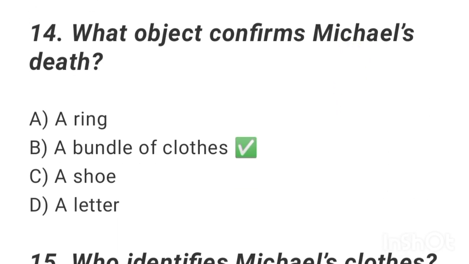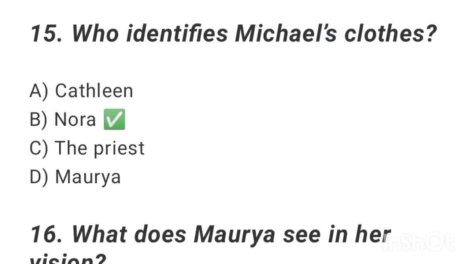Next question, what object confirms Michael's death? A bundle of cloth. Next question, who identifies Michael's cloth? Nora. Nora will be the answer, because the 2 sisters had sewn their clothes.